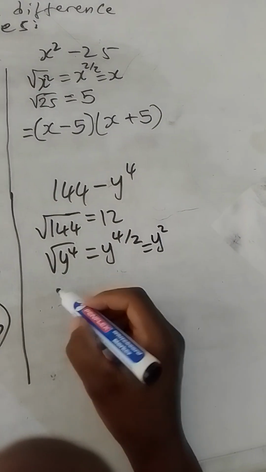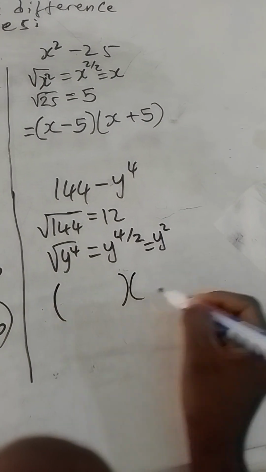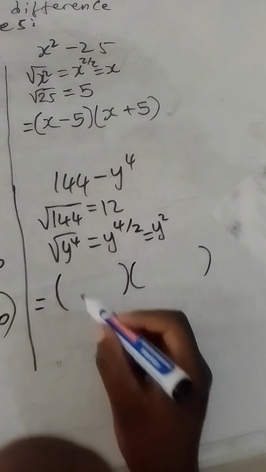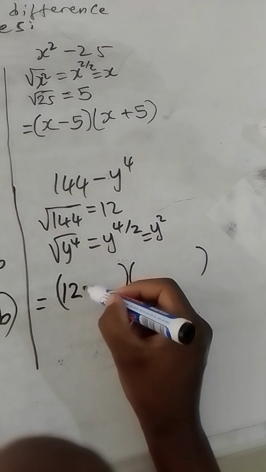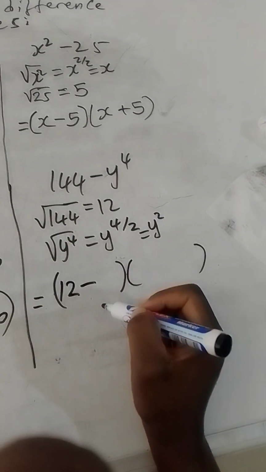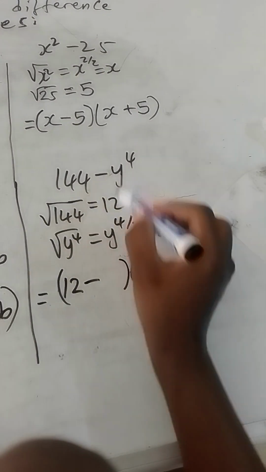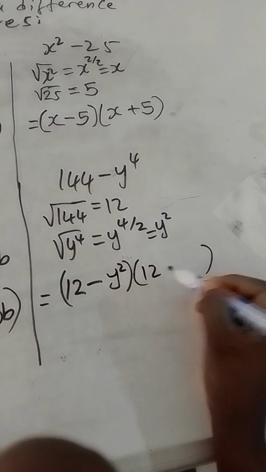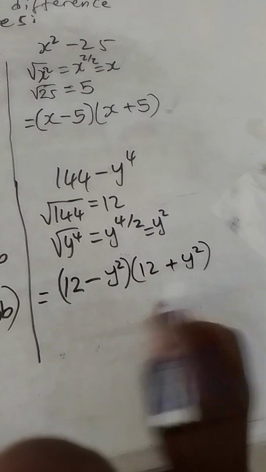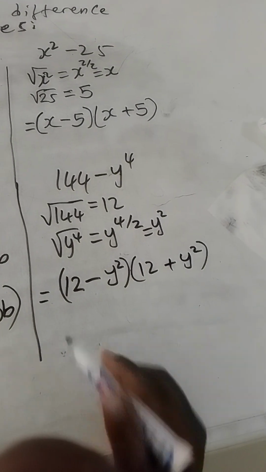And then we have what? We open two pairs of parentheses. In the first one, we replace the 144 by the 12. Then we have the minus, because remember we're copying the original expression. Now this one, its square root is y squared. And then in the second bracket, we just add the square roots. Remember, they must all be positive in the one bracket.